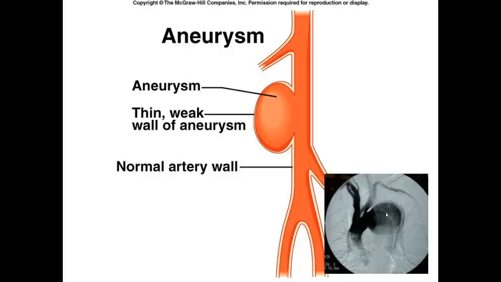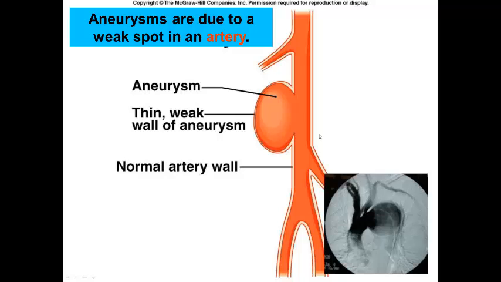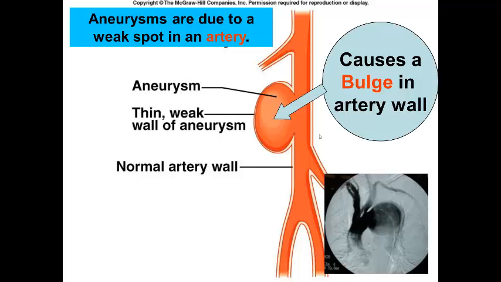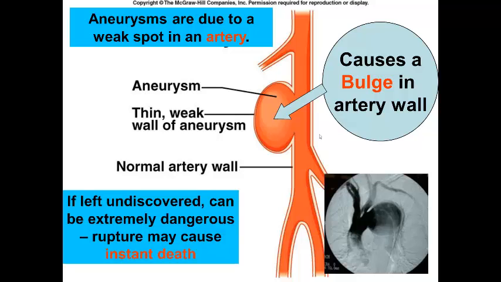What is an aneurysm? An aneurysm is when the wall of your artery becomes weak and it starts to balloon out. What's the problem with aneurysms? Aneurysms are caused by a weak spot in the artery. It can cause a bulge in your artery wall. This bulging, if it's in the brain, can cause brain damage, and it can also rupture, causing you to bleed out. And if you can't stop the bleeding, then it may result in death.